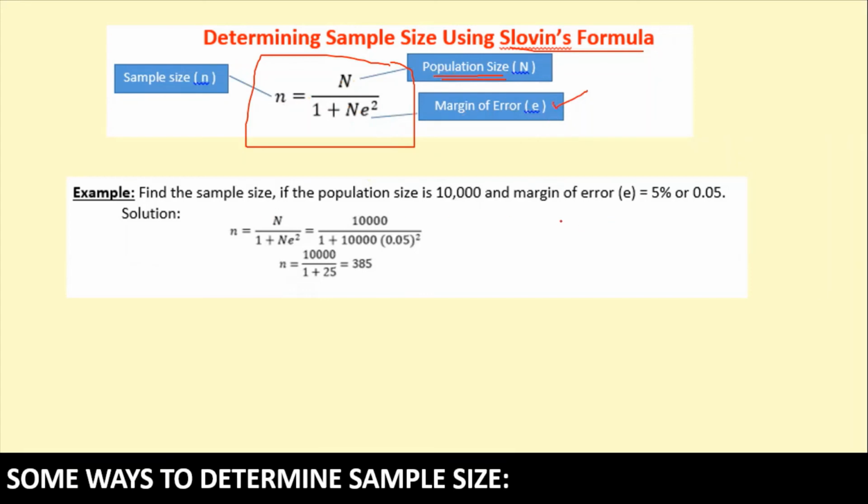For example, you have a population size of 10,000, and suppose you decide na ang margin of error is 5% or 0.05. Kailangan mo siya i-convert first into decimal ang percent before nimo gamiton sa formula. So, by substitution, diba? So, 0.05 is just 5%. So, the answer is 385 samples.